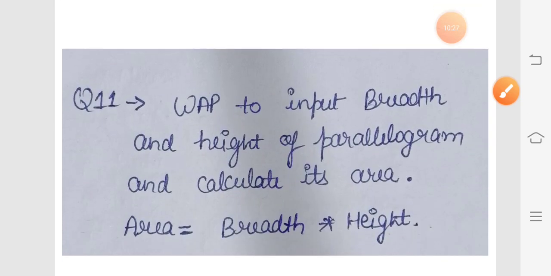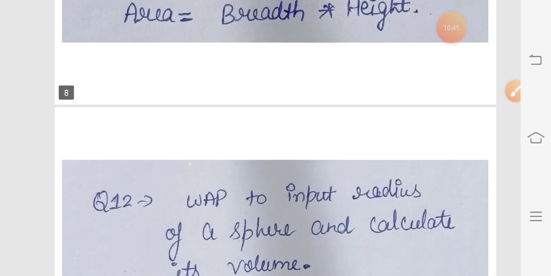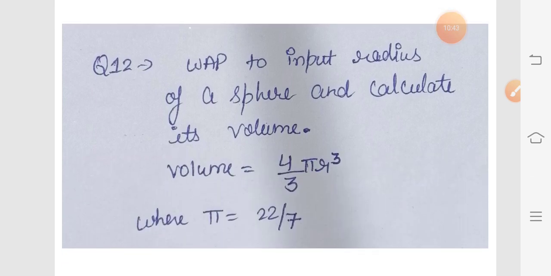Next, write a program to input breadth and height of a parallelogram and calculate its area. Formula is given here. So take two variables, one is breadth, one is height, and one is area, and apply the formula and print the area of it. Okay. 12th, write a program to input radius of a sphere and calculate its volume. So radius of a sphere you will take. Now radius you can take integer type or you can take double type. Okay, and calculate its volume.